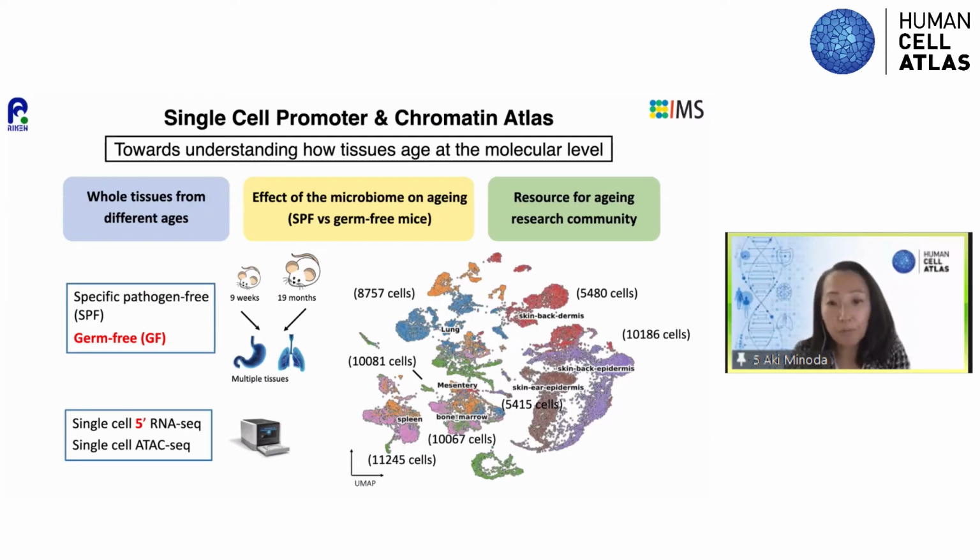Right, so we have several different tissues. We have 10 different tissues that we have generated the 5' data sets on using 10x Genomics. And we have the model of the SPF, which harbors a normal standard microbiome as a control, and germ-free, which completely lacks the microbiota. And we've taken tissues from young and old, from 9 weeks and 19 months for the old.